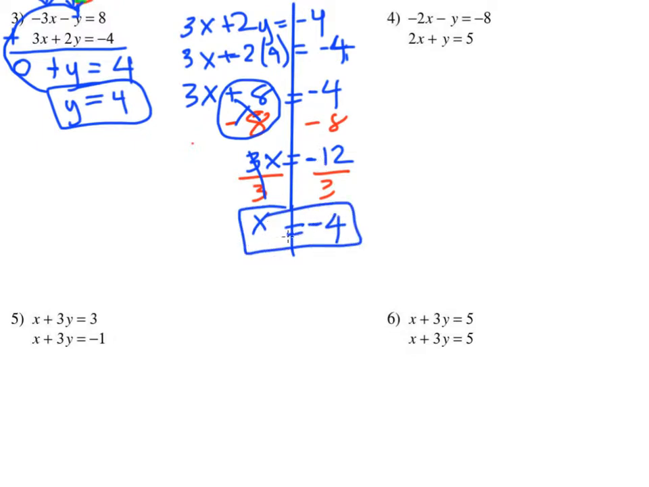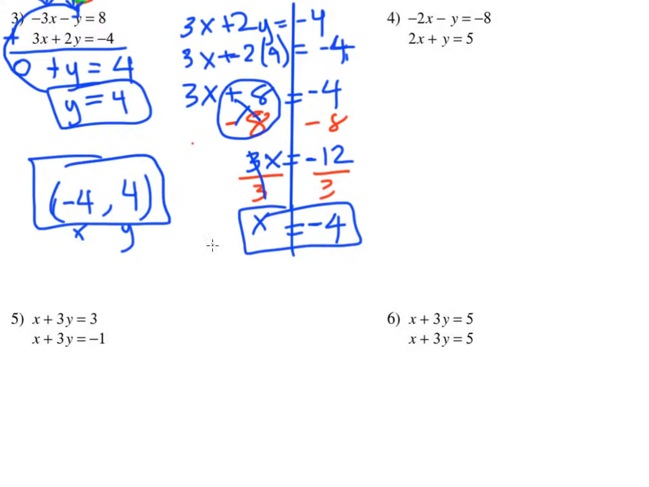All right, so our solution, the point that works for both, be careful, don't put this first. The x comes first when you name your solution. Your solution is -4, +4, because x always comes first in the coordinates, so put that one first. Okay, keep moving on here.